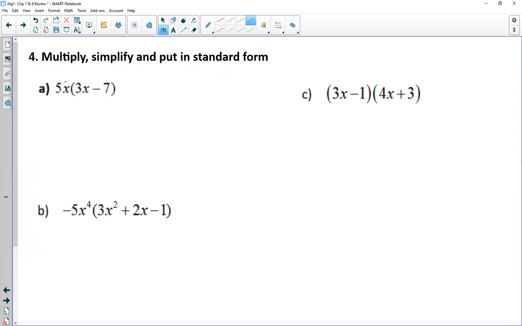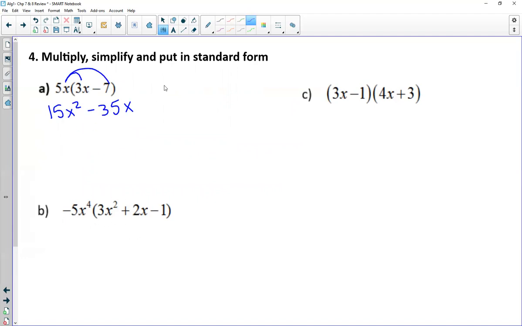For our first one, I have 5x times 3x, which will be 15x squared. I'll have 5x times negative 7, which will be negative 35x. And this right here is in simplest form and in standard form.